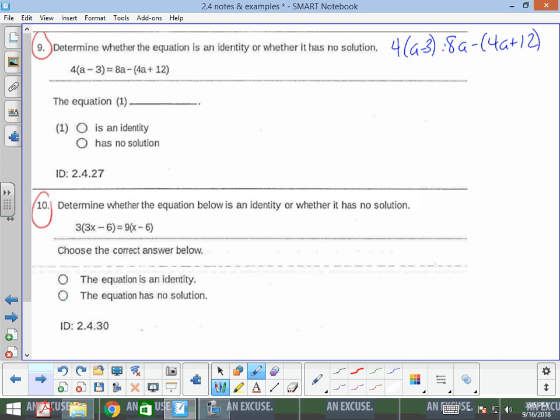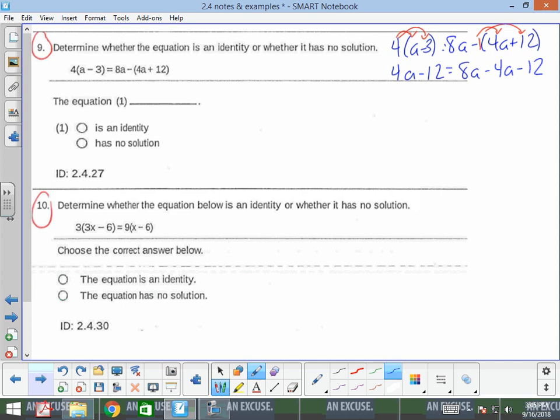And on the left side, I'm going to do the distributive property. So that's 4a minus 12 equals, on the right side, I need to do the distributive property with this negative 1. So that's negative 1 times 4a plus 12, which is negative 4a minus 12.